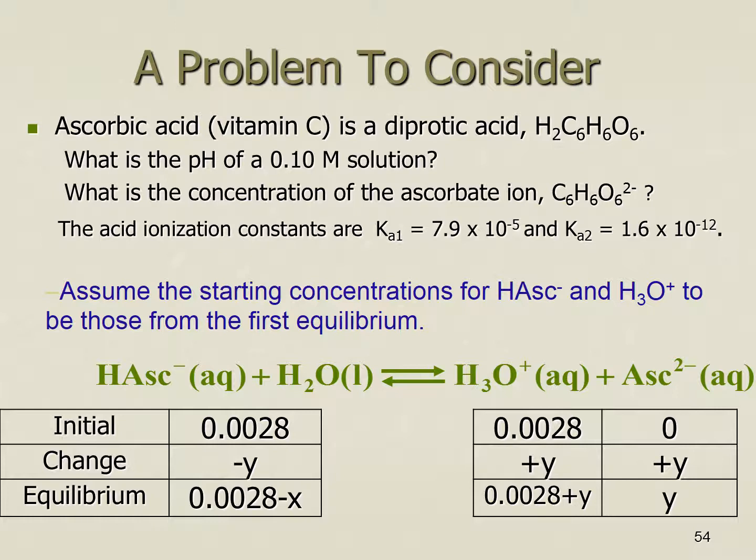And on the other side, the amount of H3O+, we'll say the additional amount is Y, and then the A2- will also be Y. So now we have our equilibrium expressions: 0.0028 minus Y, 0.0028 plus Y for the H3O+, and we'll see in a minute how this will or won't change the pH. And then the ascorbate is also Y. So now we plug this into our equation.